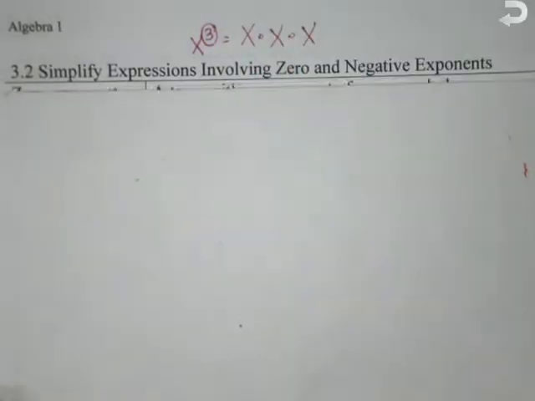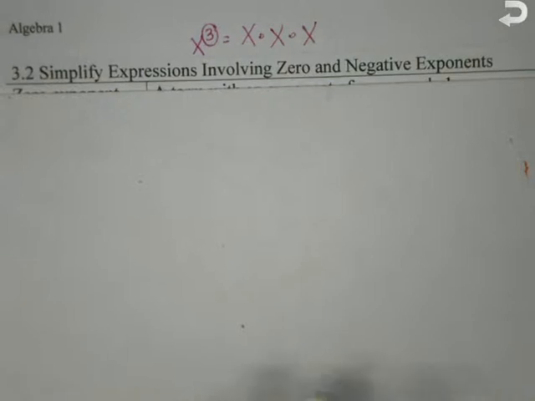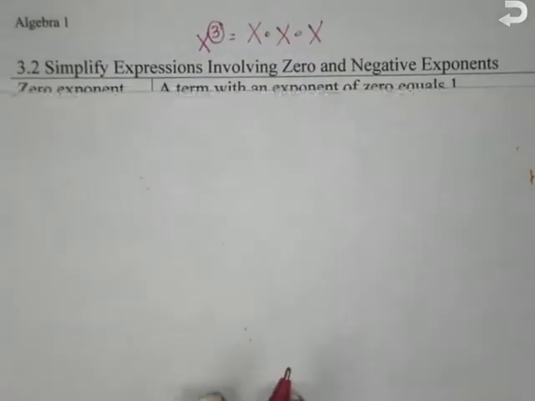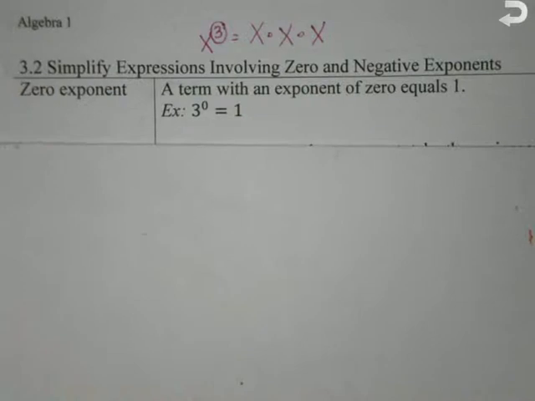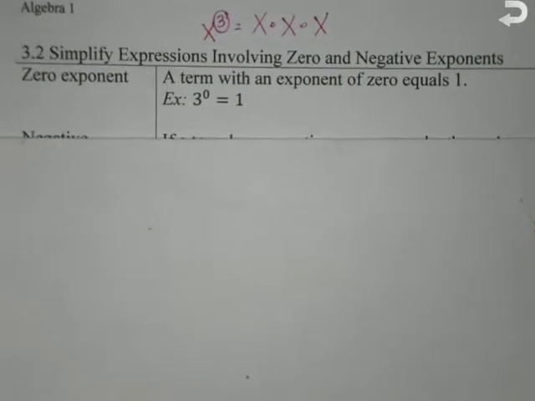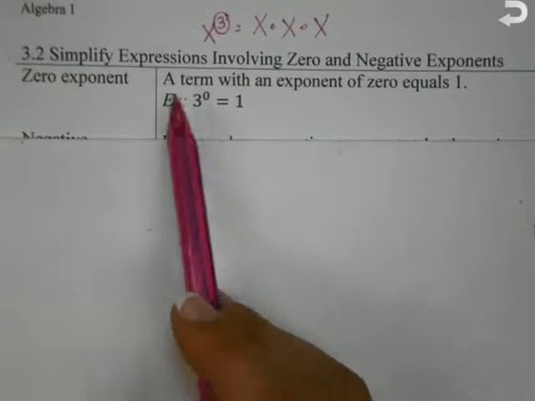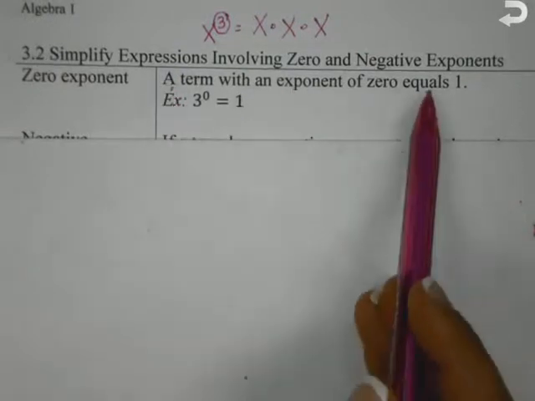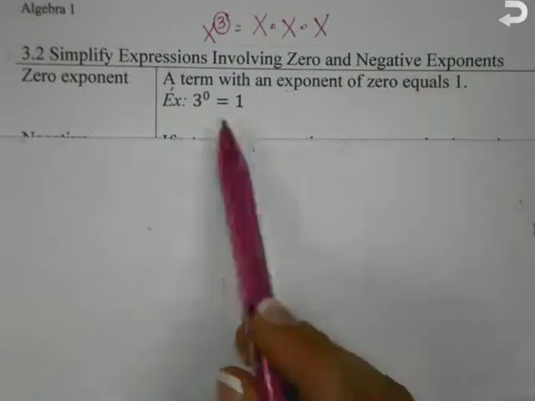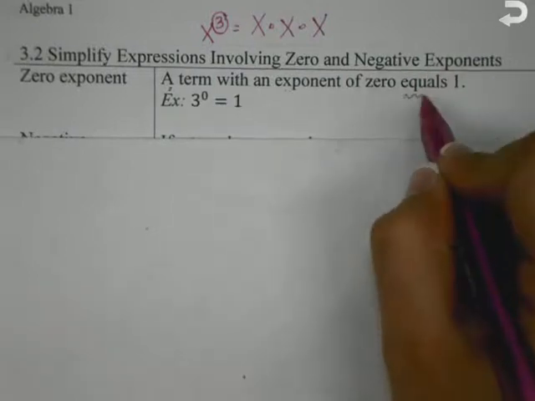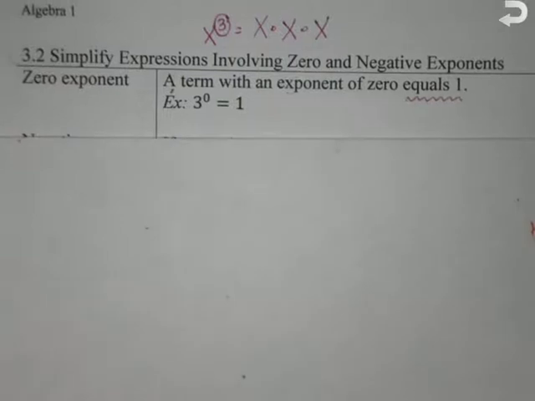Okay, so what happens when this number up here is a 0? If the exponent is a 0, if we call that a 0 exponent, anytime an exponent is 0, the answer is 1. So 3 to the 0 equals 1. What is the reason why the answer is 1?